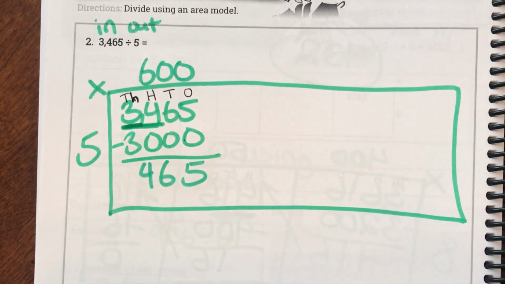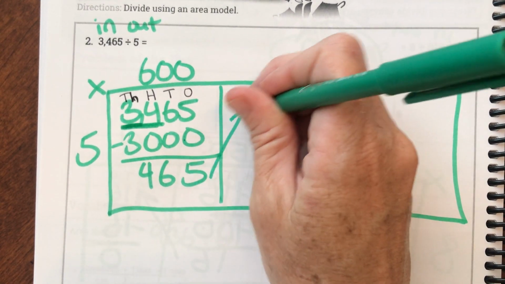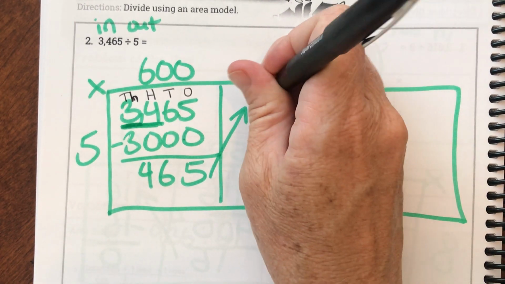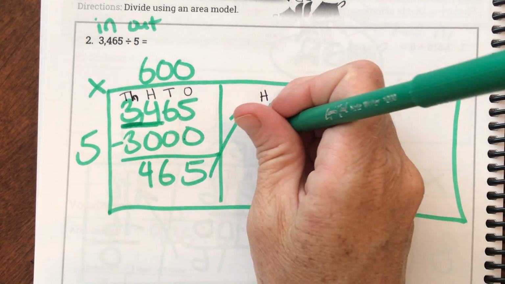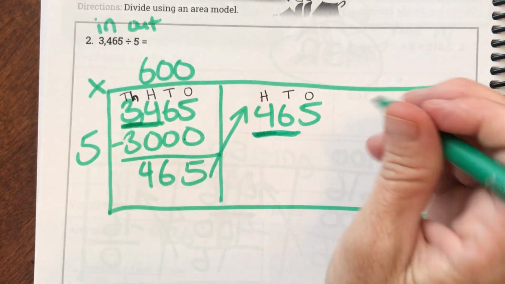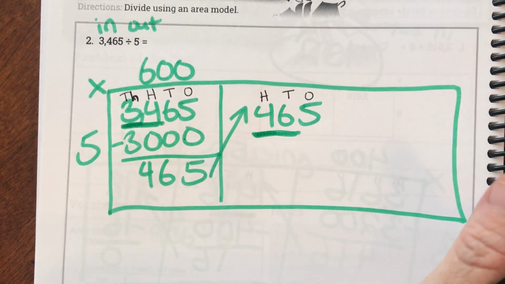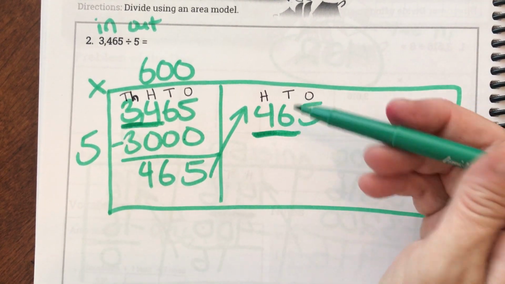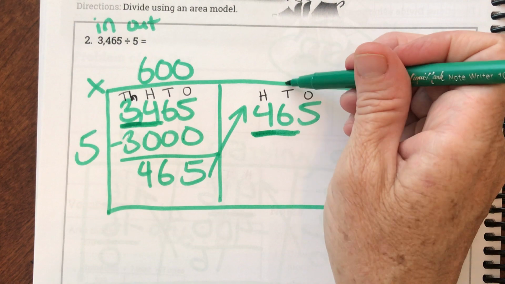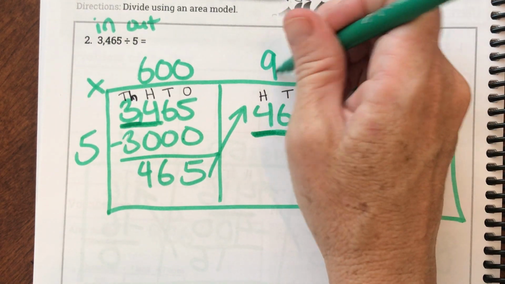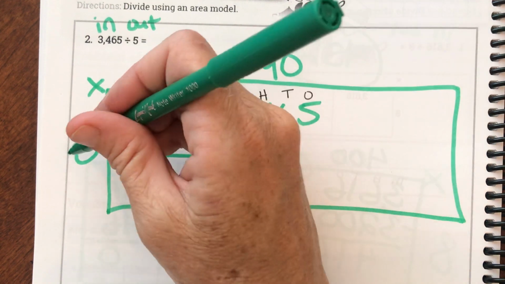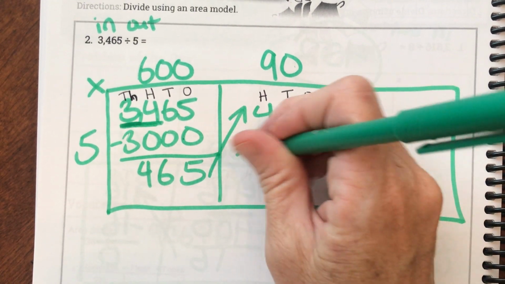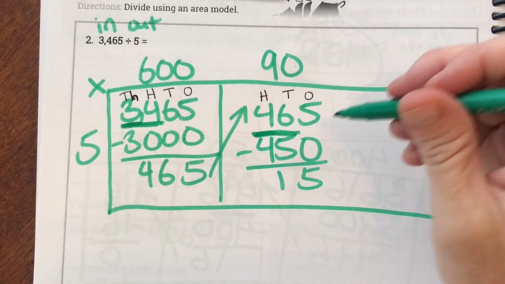Okay, when I subtract, I get 465. So let's bring that up, and we'll start over with my ones, tens, and hundreds. Okay, 5 cannot fit into 4, but 5 can fit into 46 9 times, because 9 times 5 is 45. But we're in what place value? The tens. So 9 tens is 90. And 90 times 5, well, 9 times 5 is 45 and 1 zero. So we get 15.